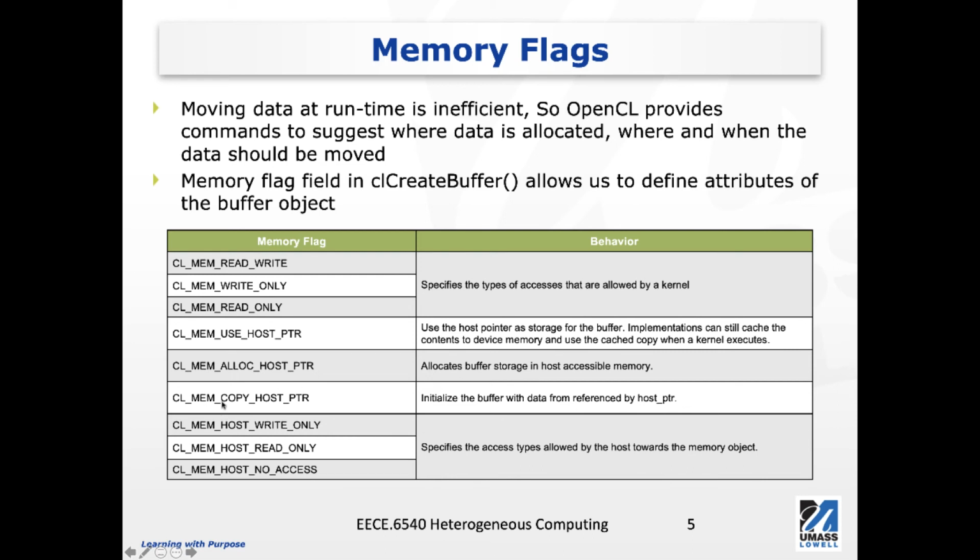The next option, CL_MEM_COPY_HOST_PTR, is to initialize the buffer with data referenced by the host pointer. So you're going to see this copy host pointer coupled with a pointer to the host memory so that the OpenCL runtime knows how to get the initial data, which is pointed to by the host pointer, and initialize the buffer with that data. The next three options, host write only, host read only, and host no access, specify what kind of accesses are allowed by the host towards the memory object.